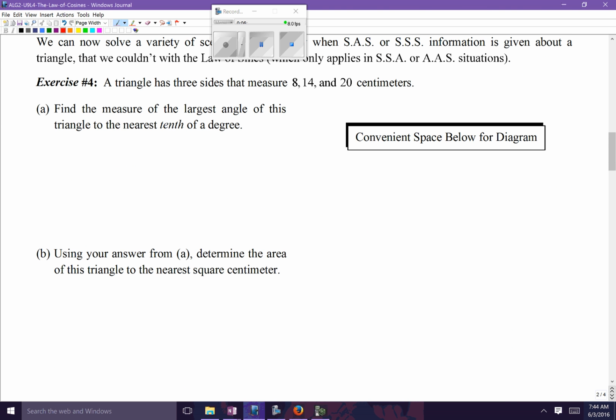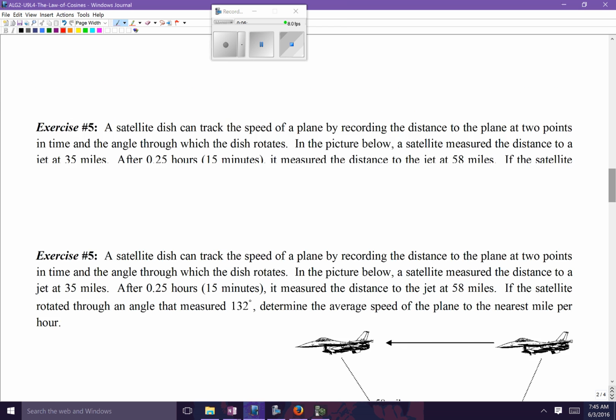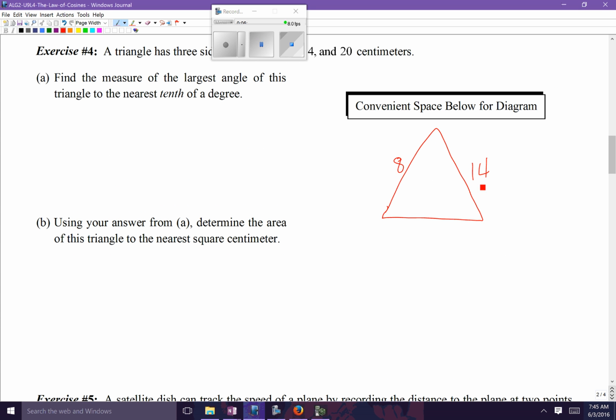In this one, they want us to find the measure of the largest angle of this triangle to the nearest tenth of a degree. All right, so I have a triangle, and it has 3 sides that measure 8, 14, and 20. And they want us to find the largest angle. Well, if you remember, the largest angle is across from the largest side, so that's going to be up here.